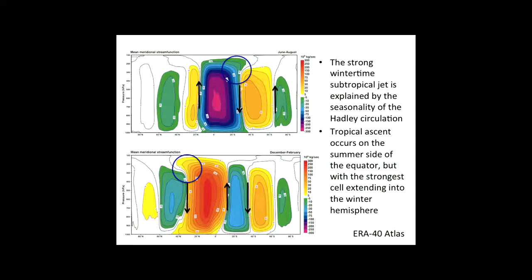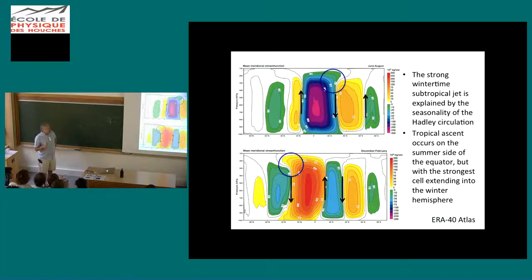So the first order explanation of why the subtropical jet is strongest in the winter basically comes from the Hadley circulation. The picture I showed before was the annual average Hadley circulation, and the ascent was over the equator. But of course the sun moves back and forth across the equator, and so in the northern summer, the convection and the ascent is on the northern side of the equator because that's where the heating is.